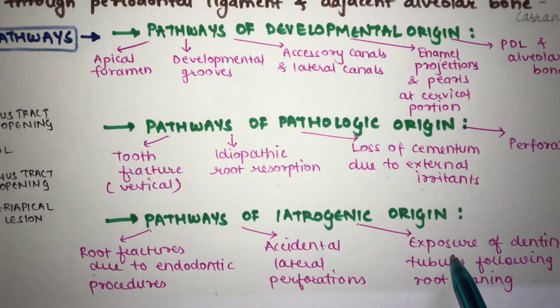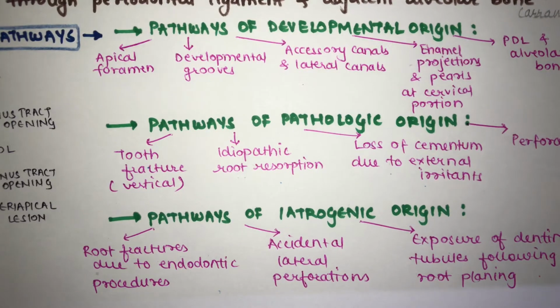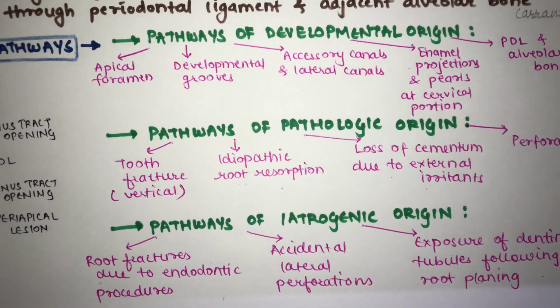Then the next can be the exposure of the dentinal tubules following root planing. When you are doing root planing, if there is exposure of the dentinal tubules, this can lead to communication between the pulp and the periodontal structures.